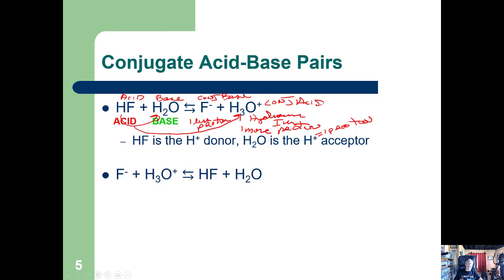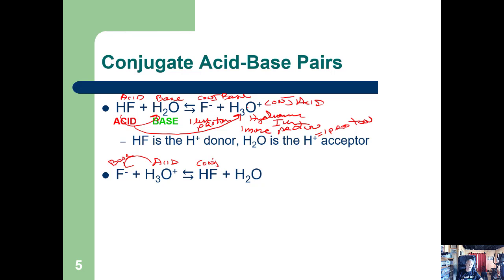So in this case, if I reversed the reaction, now what's going to happen? Well, the hydronium ion is going to behave as the acid. And what's that mean? Well, that means it's going to donate a proton to fluoride ion, which is going to accept the proton. So that means that fluoride ion is behaving as the base. Over here on the opposite side of the reaction, we've got the conjugate acid when fluoride ion is behaving as a base.